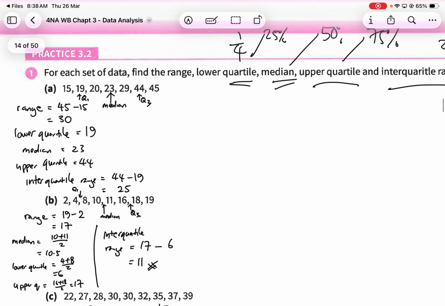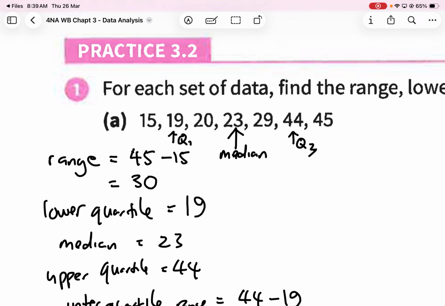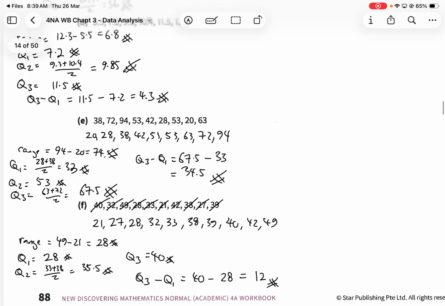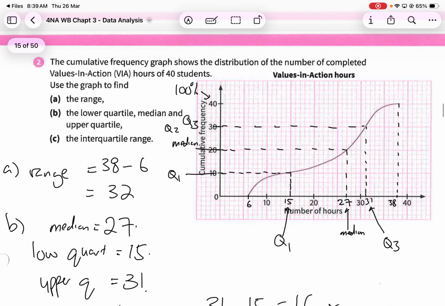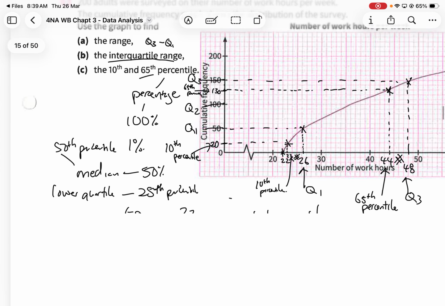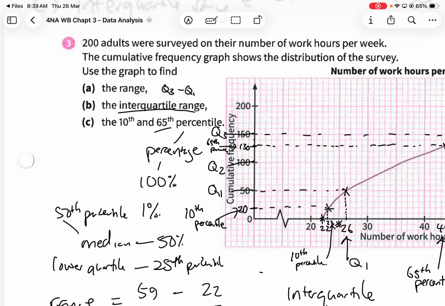So, like this one. This one is also a set of data. It is not put into a graph, but they just give you all this data. Then you will also be able to find the median, quartile, range, all this. Okay? So for different kinds of data, different kinds of presentation, we are always looking at these same few things: range, quartile, interquartile, median.